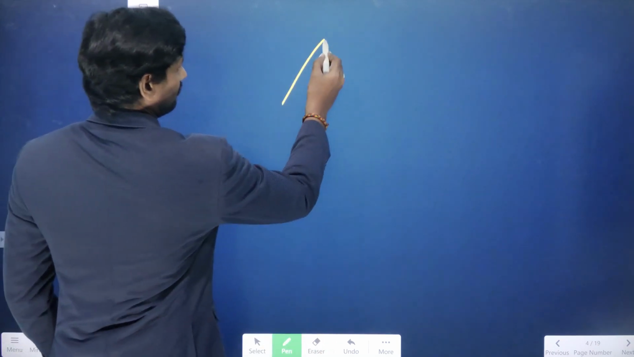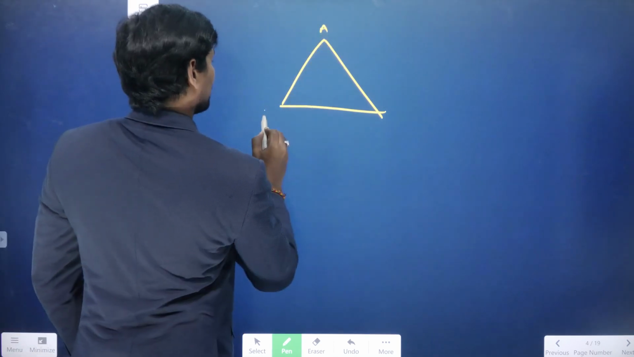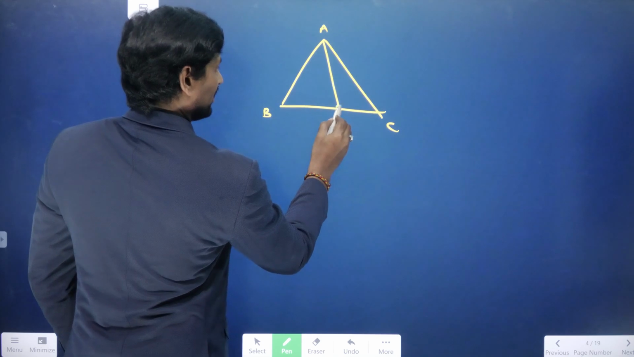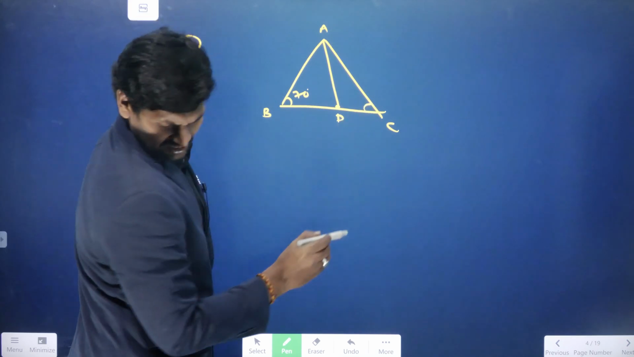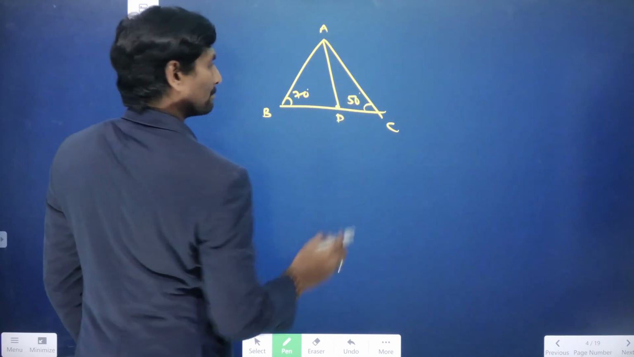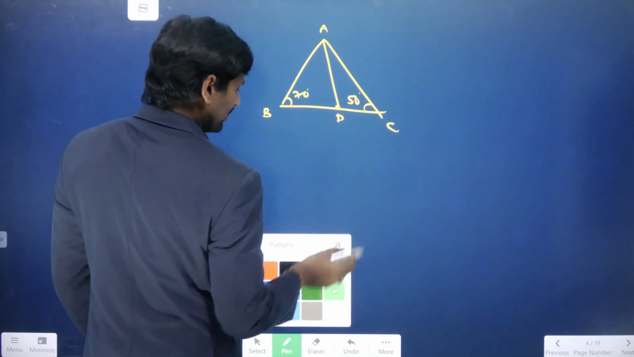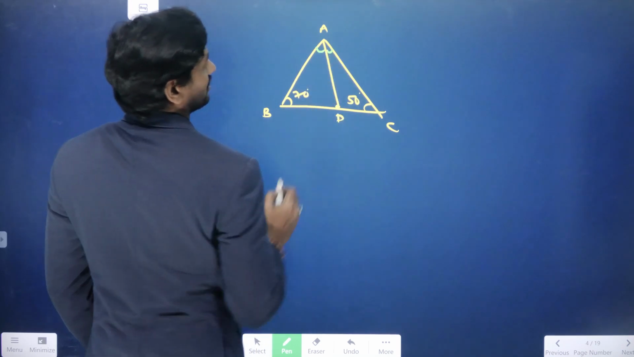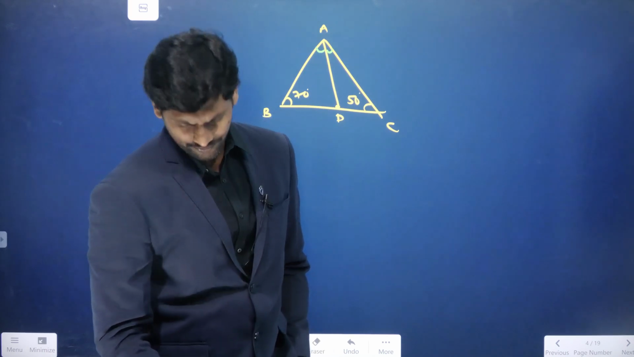In the given diagram below, triangle ABC, angle B equals 70 degrees, angle C equals 50 degrees. Let me draw the diagram. The 12th one: ABC is a triangle, AD is a line segment, angle B is 70 degrees and angle C equals 50 degrees. And AD is the bisector of angle A. Bisector means it is dividing into two equal parts. These two angles are equal. Then which of the following is true?